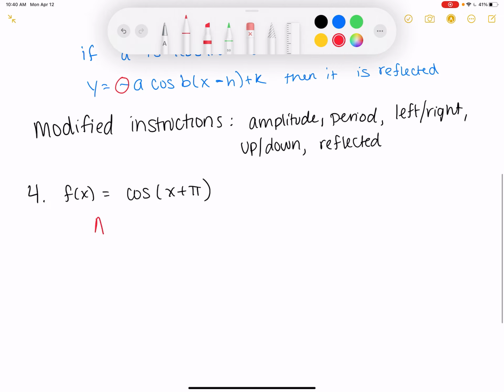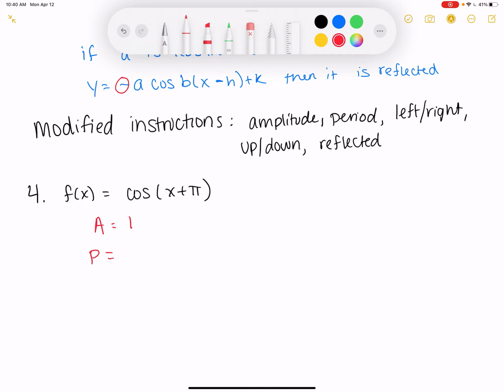Amplitude is 1. Okay, our amplitude is the number that's in front of cosine. There's nothing there, so it's a 1. Okay, so amplitude is 1. Period.